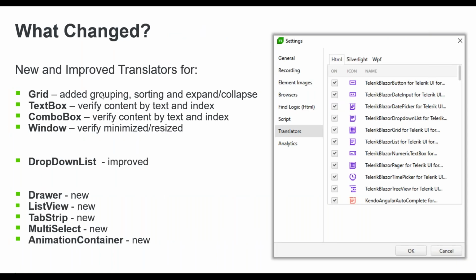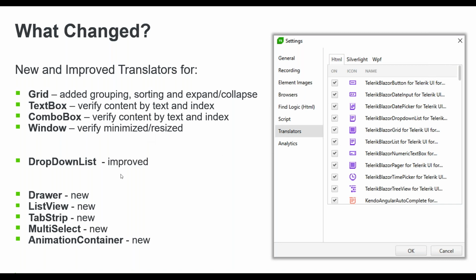This is actually what changed. We added grouping, sorting, and expand collapse verification for the Blazor grid. We added verifications for the content by text and index for our text boxes and combo boxes. We added quick verification if your window component is minimized, maximized, or resized, for example.